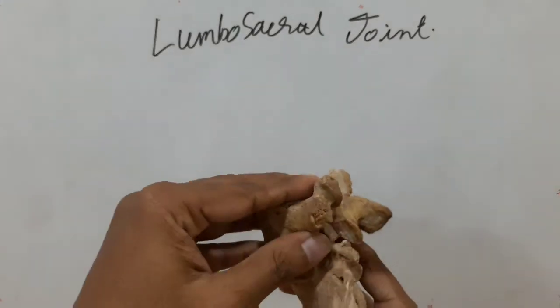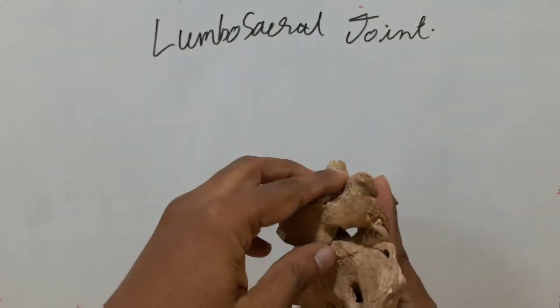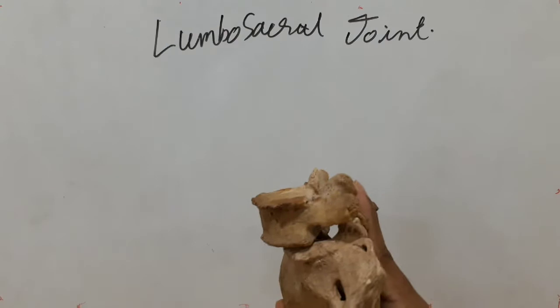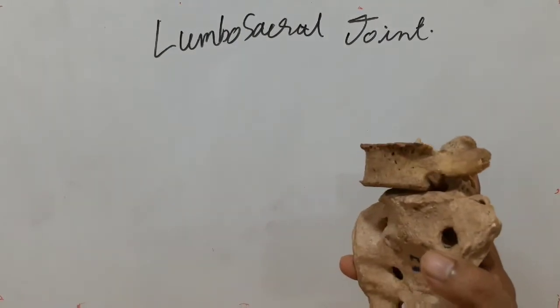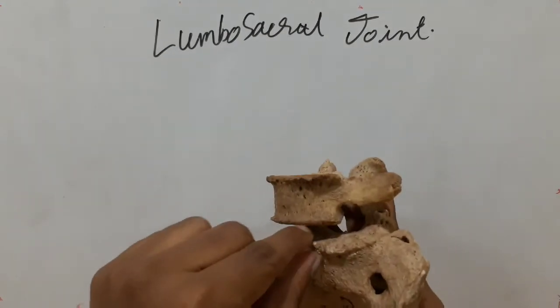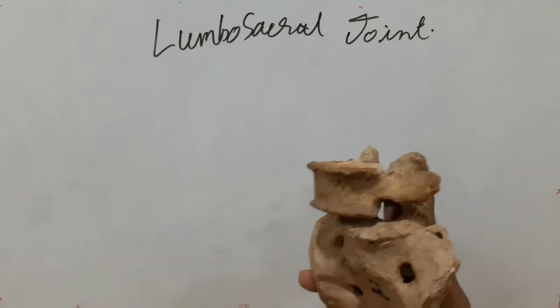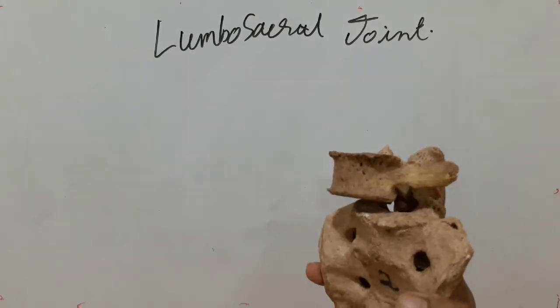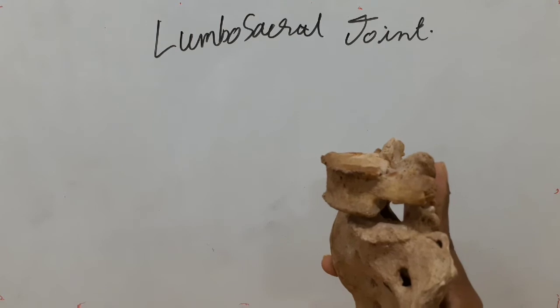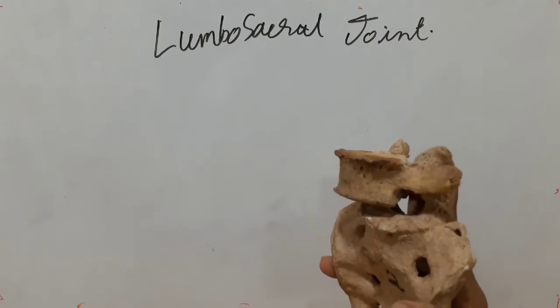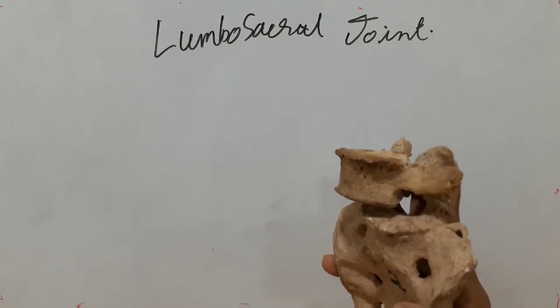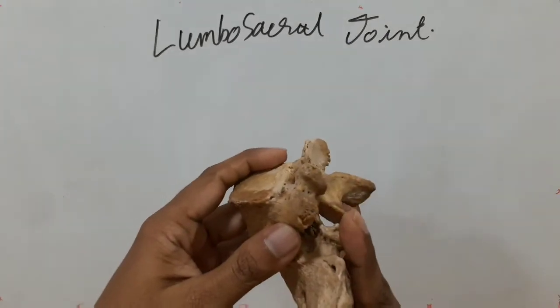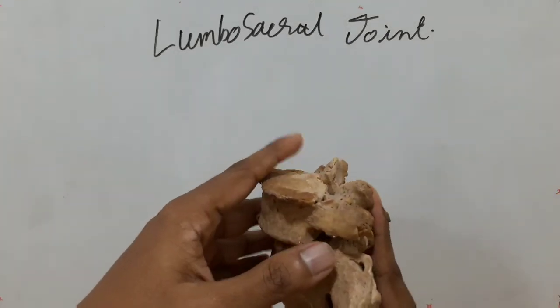Then the type of joint is the same thing as what we discussed in the lumbar spine. Type of joint: this is a disc. You have a disc in between, so that means fibrocartilage, a symphysis type of joint. Then the facets are synovial joints.